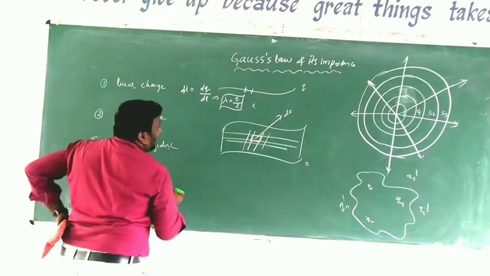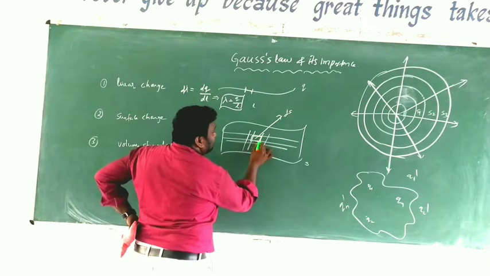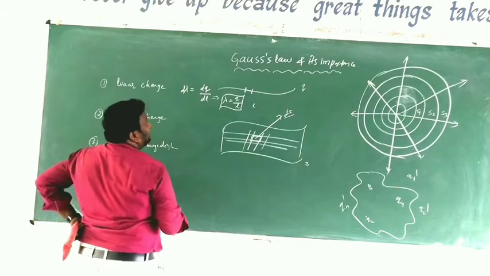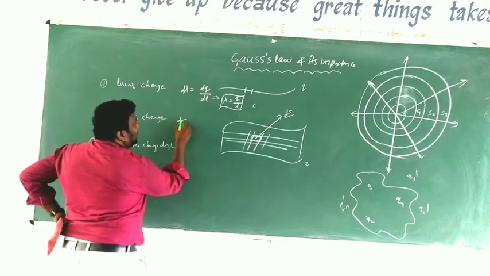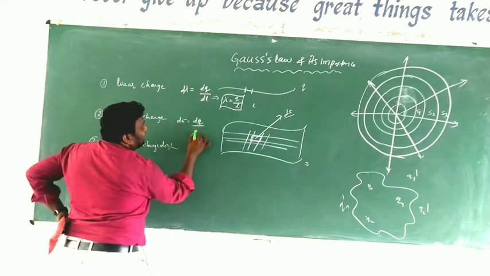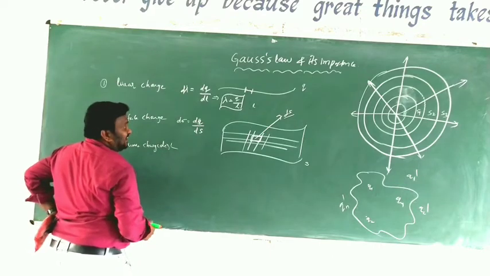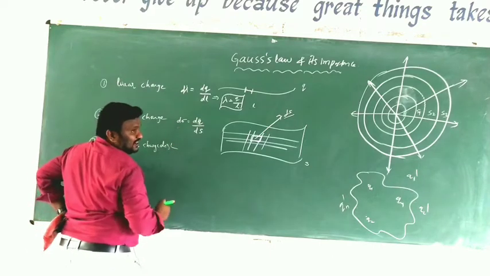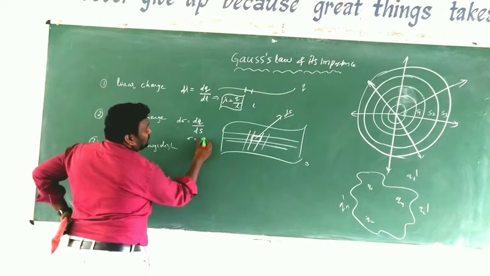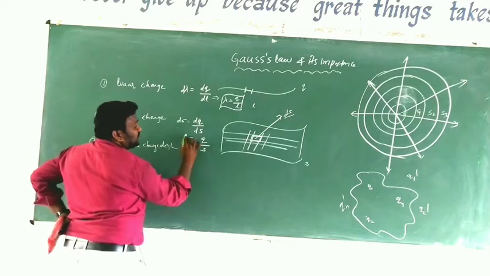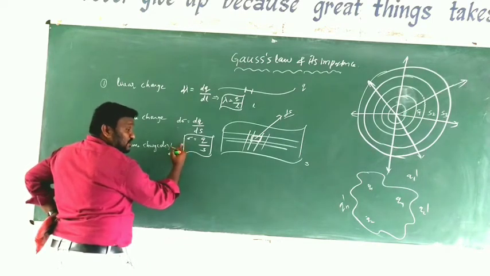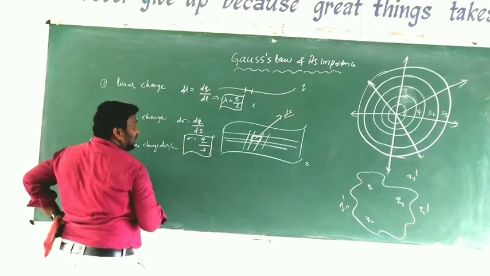So now this is a small surface element of surface area ds, and some charge is there on it. Here d sigma is equal to dq by ds. For the entire surface, we write sigma is equal to q by s. Here sigma is called the surface charge density.